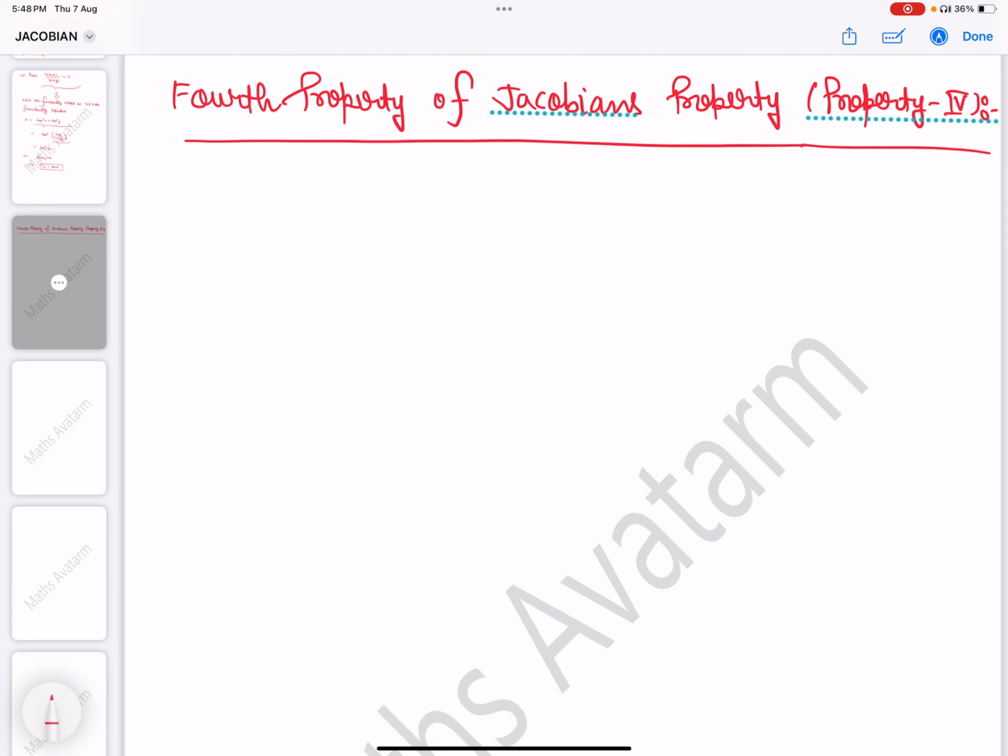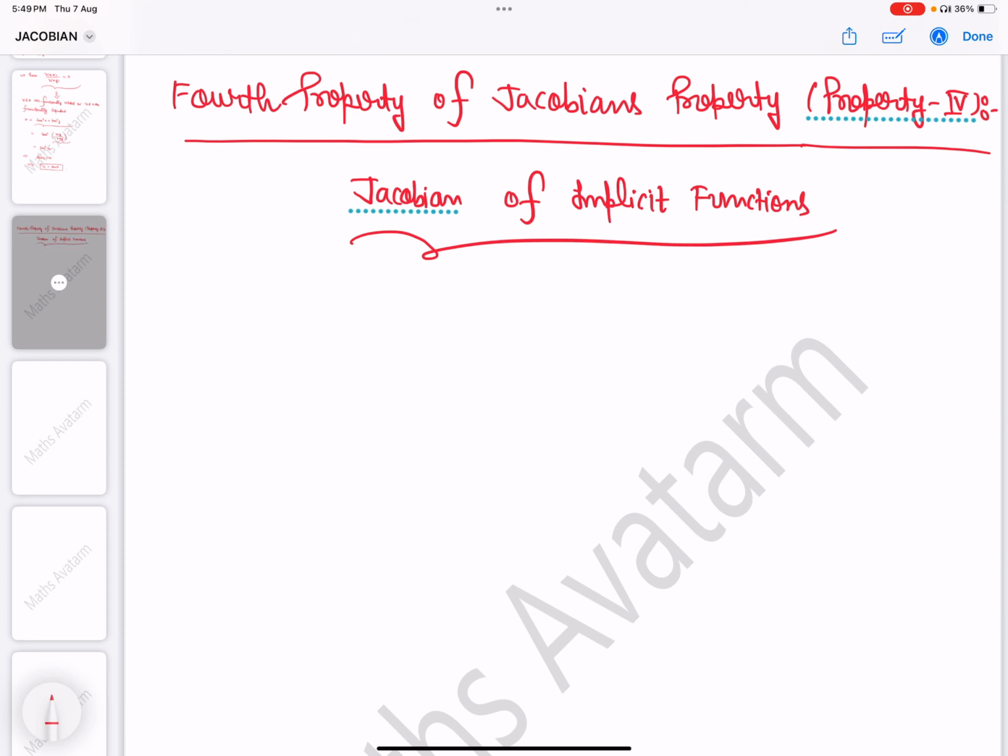Today we are going to see the fourth property of Jacobians. The fourth property of Jacobians means we are going to see how to calculate the Jacobian of implicit functions. Okay. So, the fourth property means the Jacobian of implicit functions.